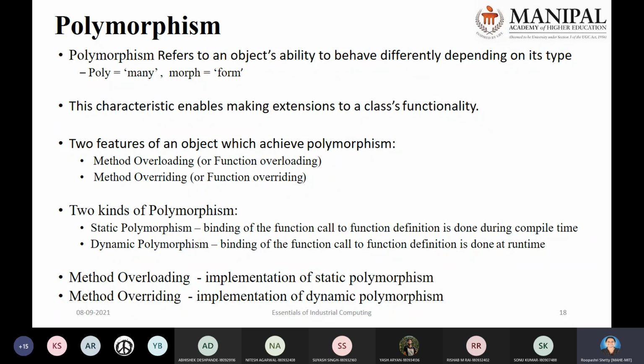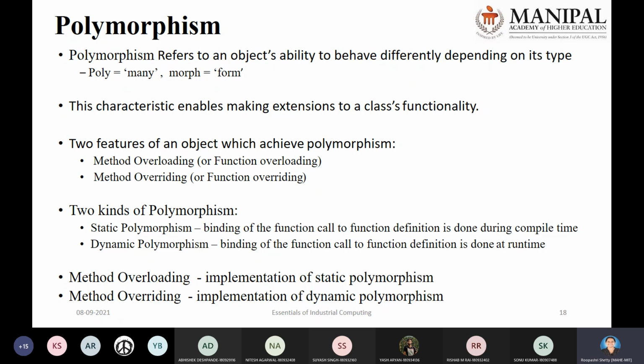We will study this in detail anyway. So, polymorphism brings two important features to objects: method overloading and method overriding. Method overloading is also called function overloading. Method overriding is also called function overriding. And there are two kinds of polymorphism, namely static polymorphism and dynamic polymorphism.